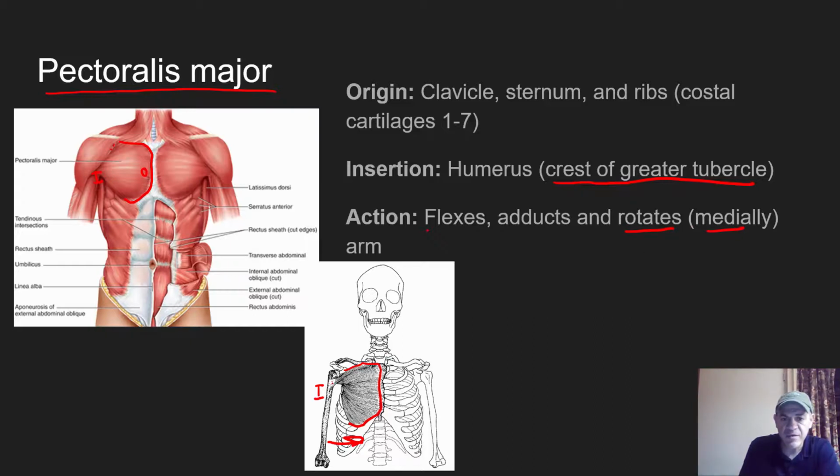And medially makes sense because the muscle is pulling inward towards the origin, because the origin is on this side. The attachment's not centered; it's attached around the humerus, so it's attached on this side of the humerus. So when it pulls, it can provide a torque on that humerus. So this would create a rotation medially. So this is the pectoralis major.